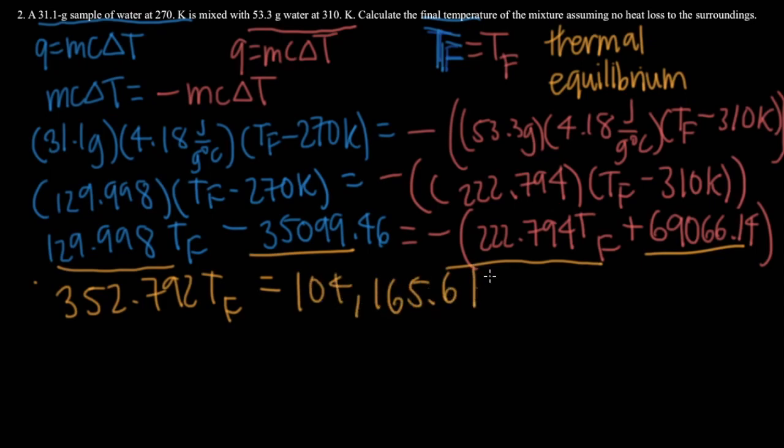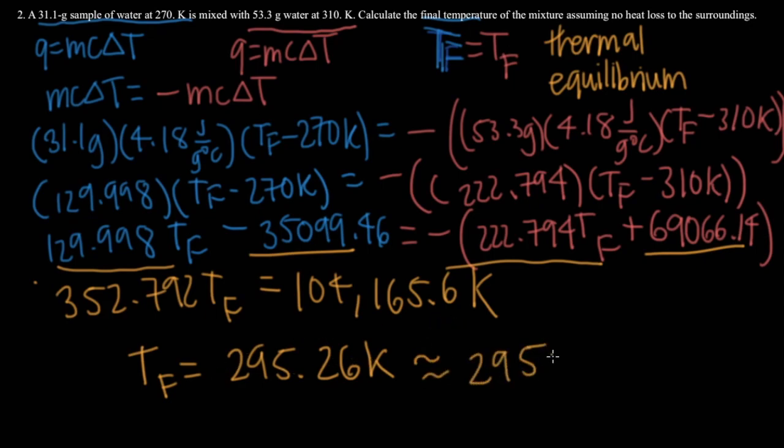104,165.6 Kelvin. And now we just divide both sides of the equation by the coefficient of TF because we want to get TF alone. So dividing 104,165.6 by 352.792 gives us a final temperature of 295.26 Kelvin, or just 295 Kelvin. And that's our final answer.